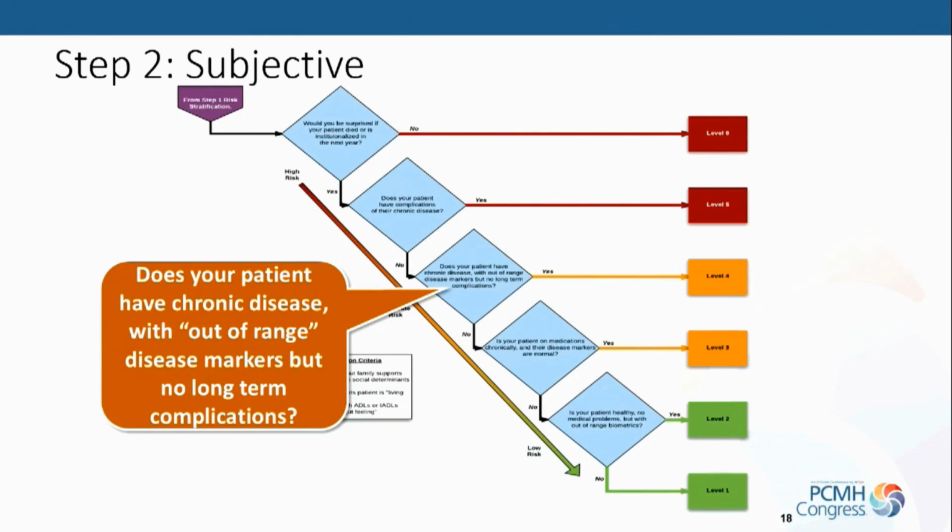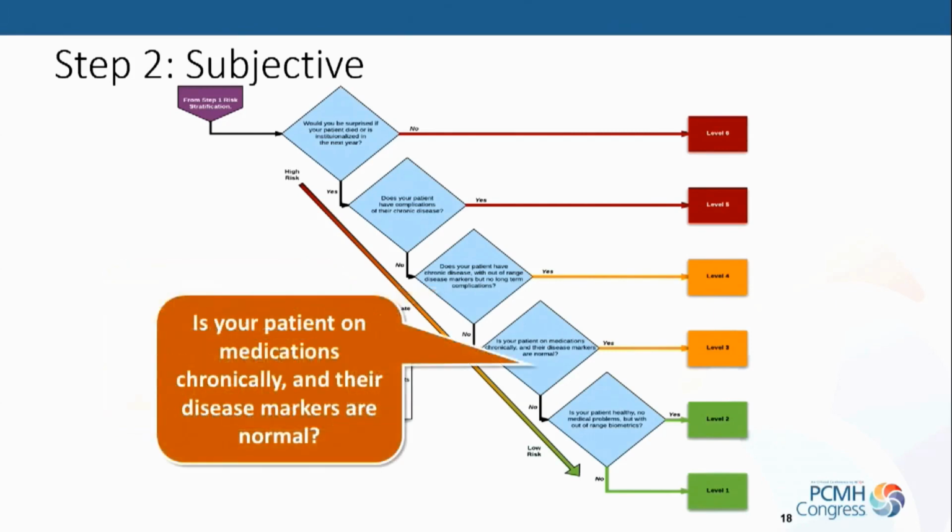Now, I say out-of-range markers because out-of-range is very specific. We set patient-specific goals. So maybe a patient of mine has an A1C target of 6.5. So for them, an A1C of 7.5 will be out of range. Versus that 91-year-old, maybe her A1C target is 8.5, in which case she's okay. So it's very much patient-dependent. And if we say, no, we're still not there, let's go to the next question.